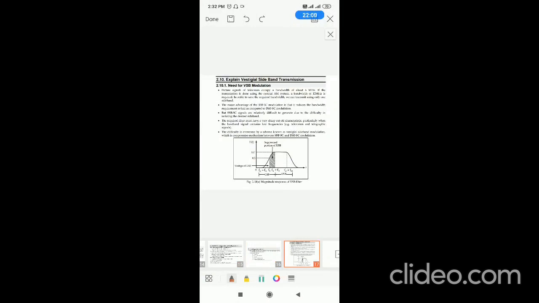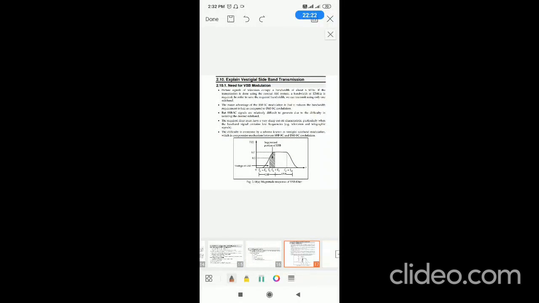The reason is generally VSB is used in video transmission in television communication. Picture signals of television occupy a bandwidth of about 6 MHz. If the transmission is done using normal AM, a bandwidth of 12 MHz is required. In order to save the bandwidth, we can transmit using only one sideband.